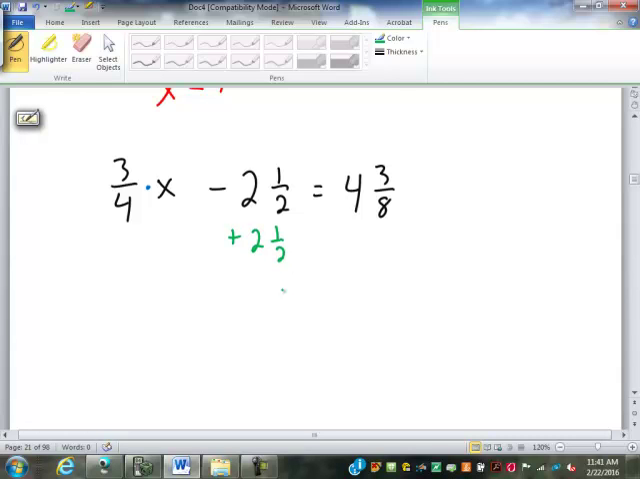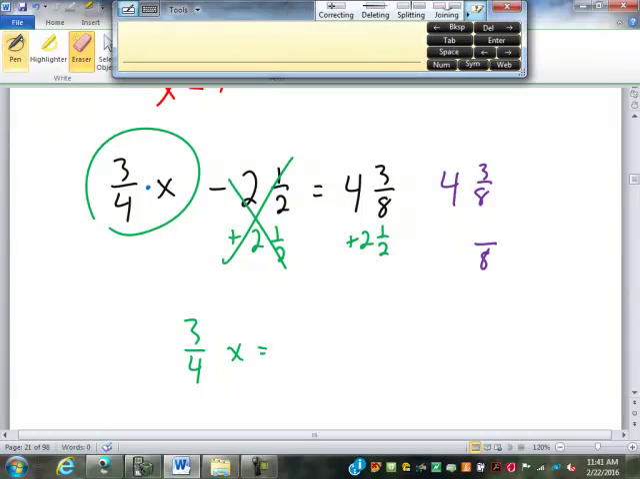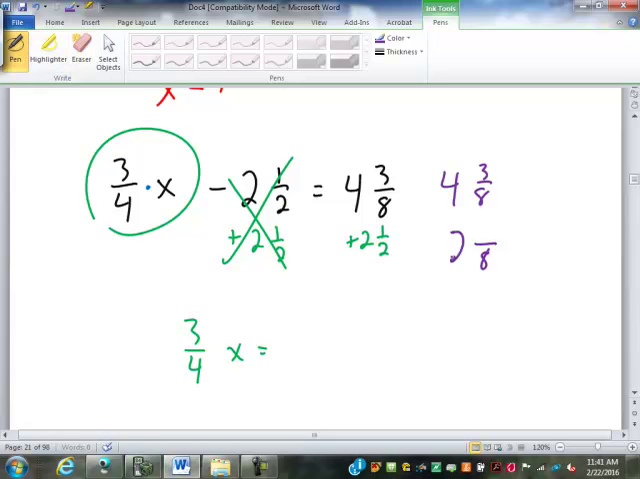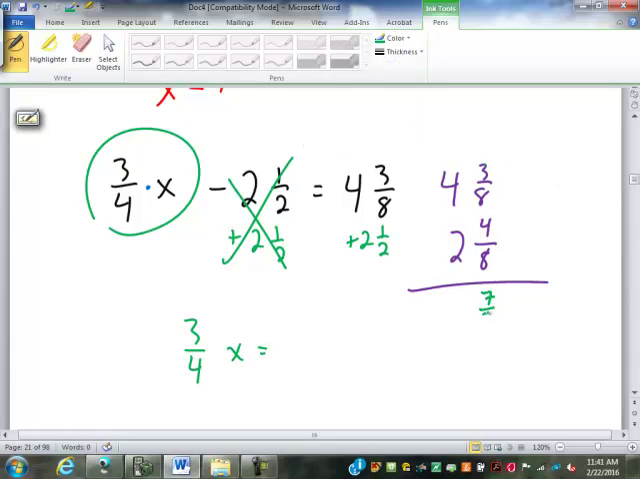So here we would have to add 2 1/2 to get rid of the minus 2 1/2, and then we add 2 1/2 to the other side. So what's left over here is just the 3/4 x. Over here now we need our common denominator, which is going to be 8. So 4 3/8 doesn't change. This is going to become 2 4/8. 1/2 is 4/8. And so we'll go ahead and add. 3 and 4 make 7/8. 4 and 2 make 6. So 6 7/8.